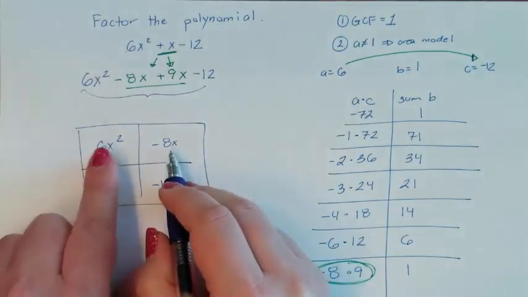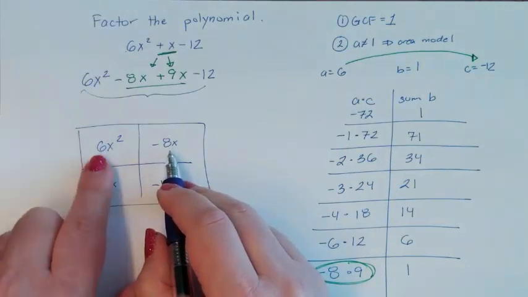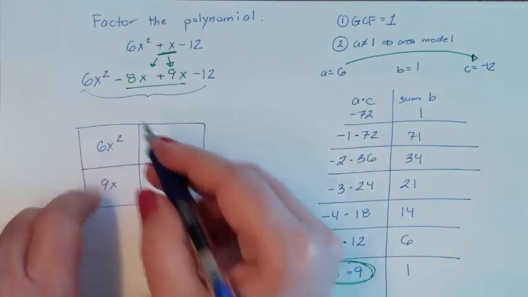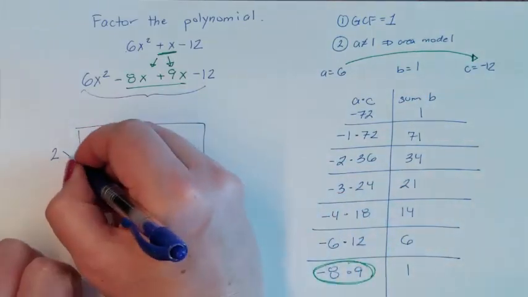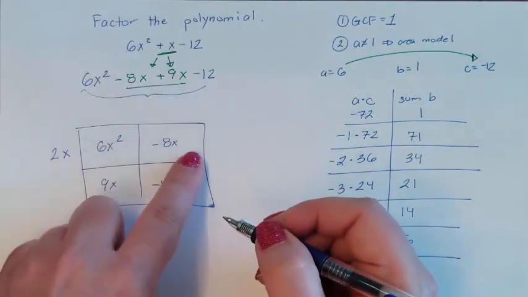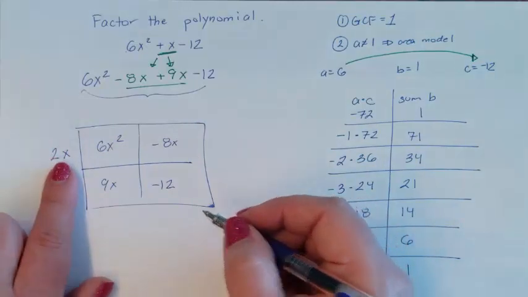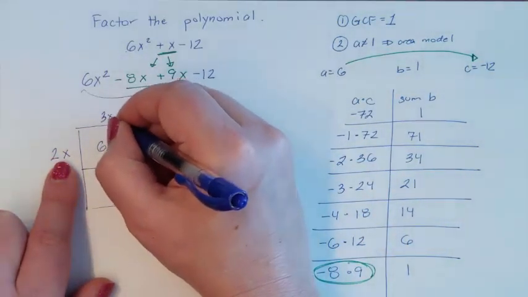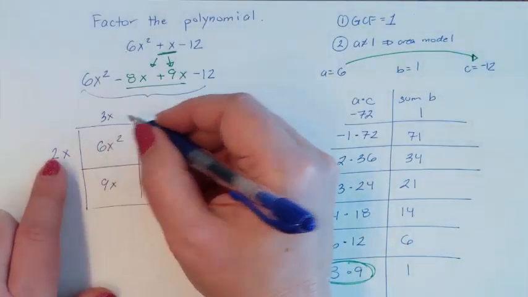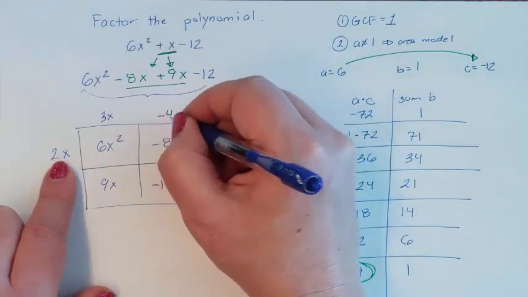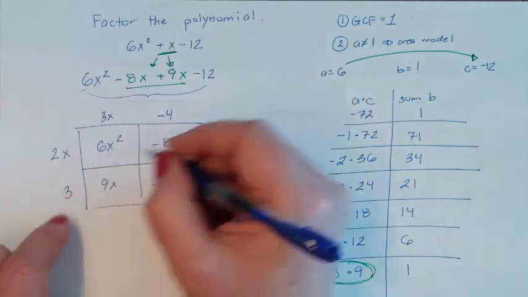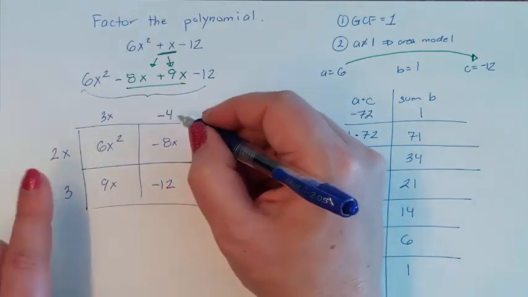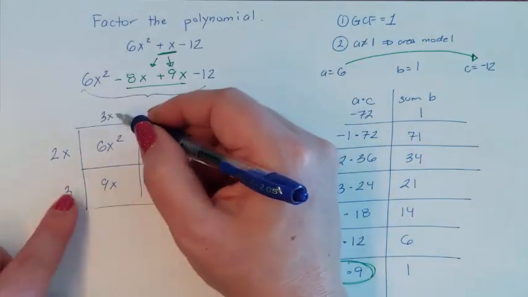And I need to figure out what is the GCF for the top. 6 and negative 8 can both be divided by the largest number of 2. X squared and x both have a factor of x in common. So the GCF for the top is 2x. 2x times a 3x will give me a 6x squared. 2x times a negative 4 will give me the negative 8x. Negative 4 times 3 will give me the negative 12. 3 times 3x will give me the 9x.